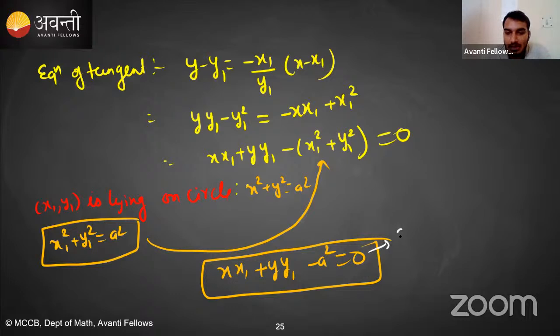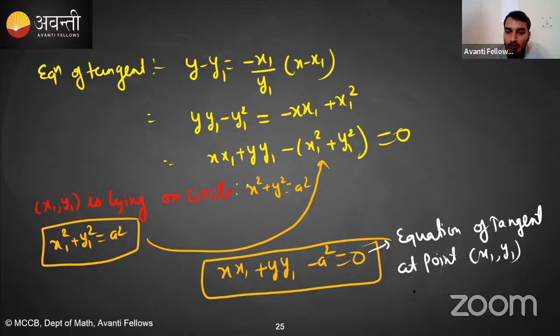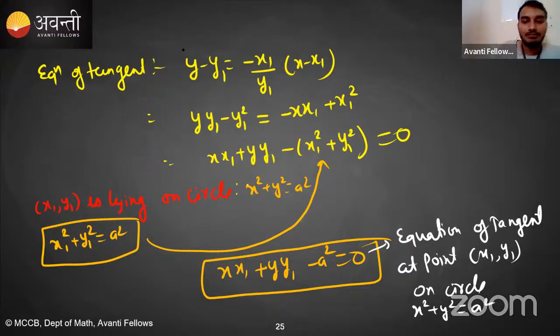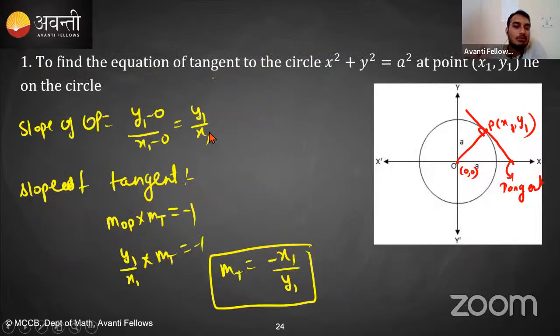So this is the equation of the tangent at point (x1, y1) on the circle x² + y² = a². Is that clear, everyone? How did we find the equation of the tangent? Just using the simple slope-point form, we are able to find the equation of the tangent.